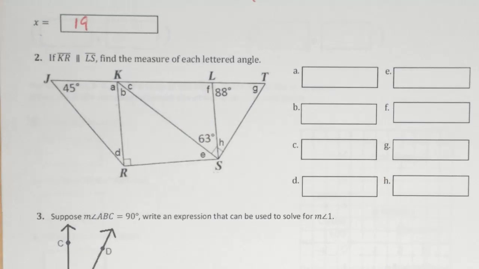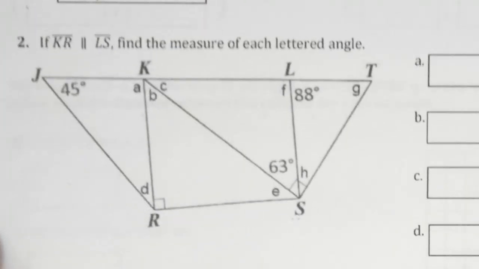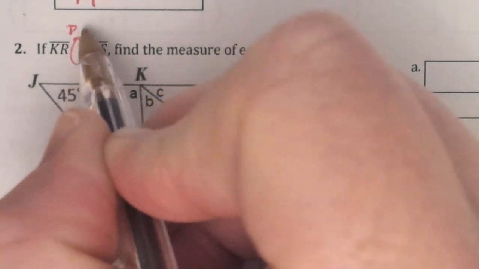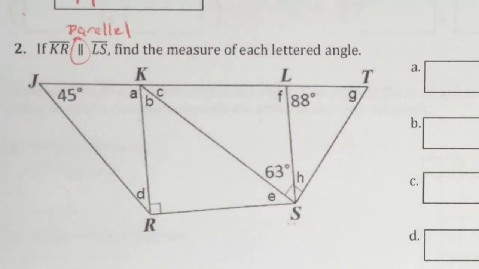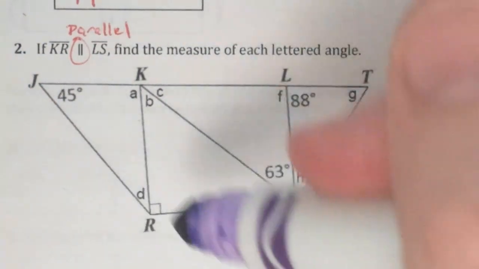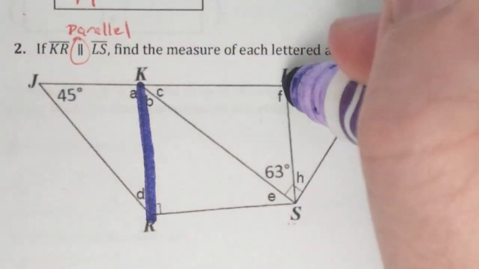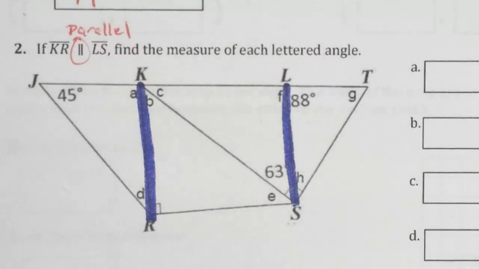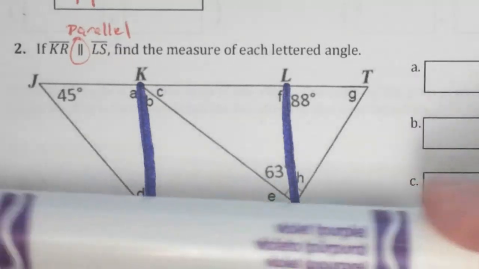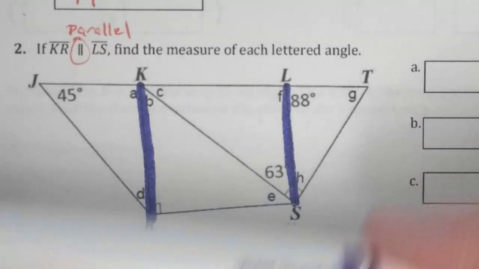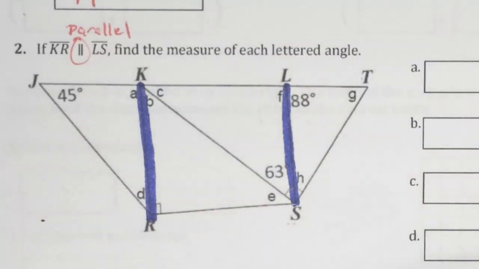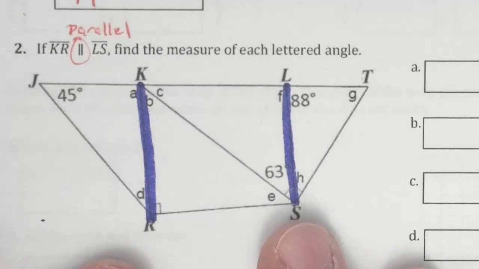All right, number 2. I'm going to zoom in nice and large here. On this one, what does this little symbol right here mean? That means parallel. So they said KR is right here, and we also know it is parallel to LS. Awesome. So we have these two lines. That was purple, but it might look blue to you guys, but I'm going to call it purple because that's what it's supposed to be. Anyway, so we have this right here.